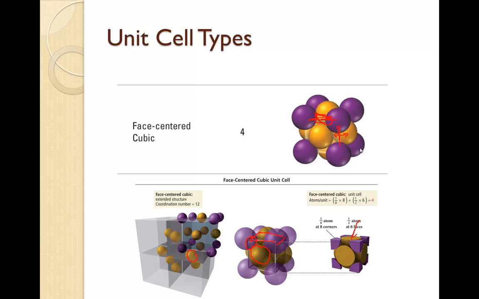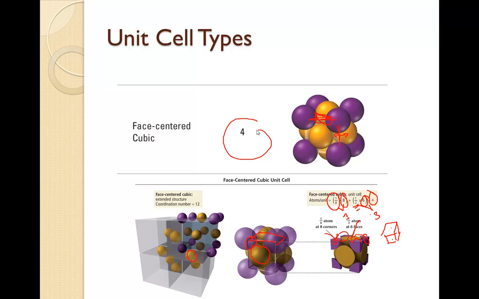If you think about a die, if you roll dice, there are 6 sides on a die. So that's how we got 6 there, because there's 6 faces. Each one of those only has 1/2. So 6 times 1/2 is 3. We still have these corners to think about. Since we have 1/8 on each of the corners, and we still have 8 corners, that equals 1. So 1 plus 3 is 4 atoms total in the face-centered cubic cell.